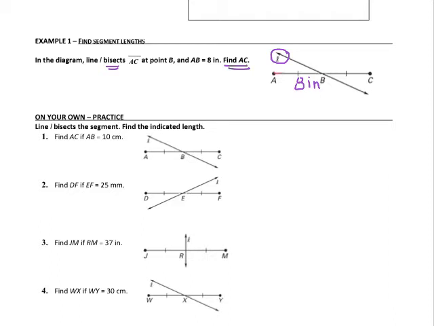AC starts at A and goes all the way to C. So if we know that from A to B, just from this to this, is 8, how long is segment AC, which is actually twice as long?